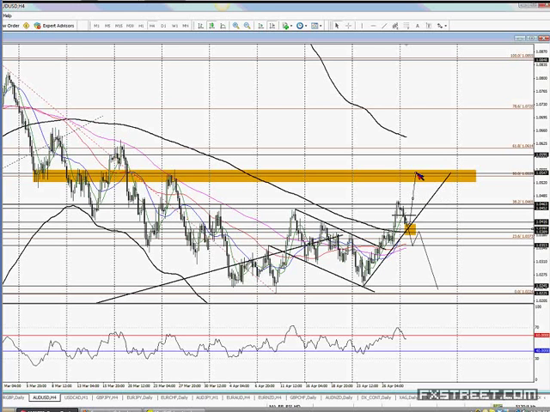Again, if the manufacturing PMI is actually improving, and you don't get a rate cut, then the bullish outlook is very strong in the short term, at least towards 1.0550, 1.06.